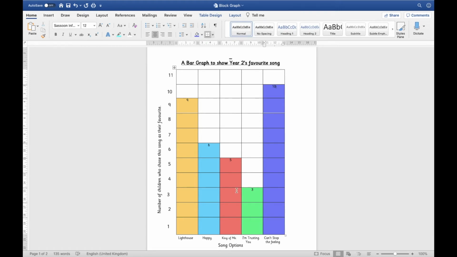Okay, so looking at this graph, boys and girls, I've got a few questions to ask you. Which song was the most popular? Which song did the most children in P2 choose as their favourite?